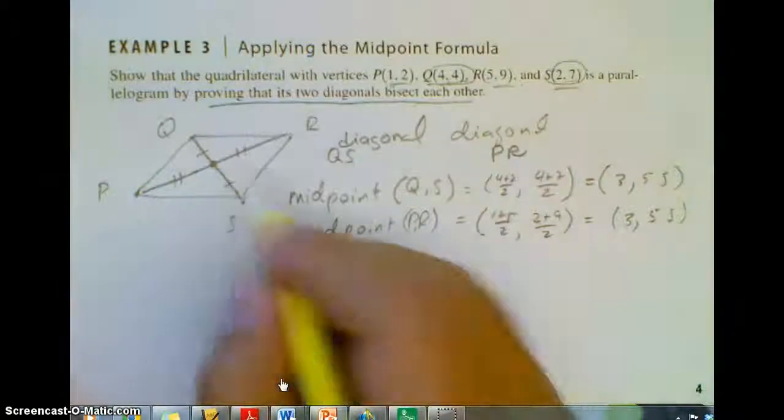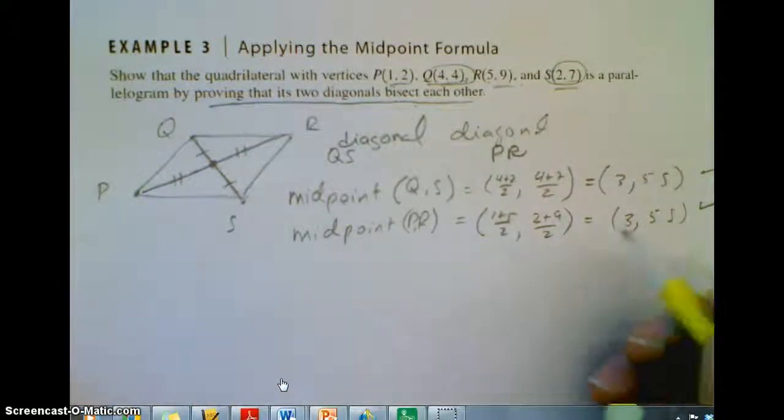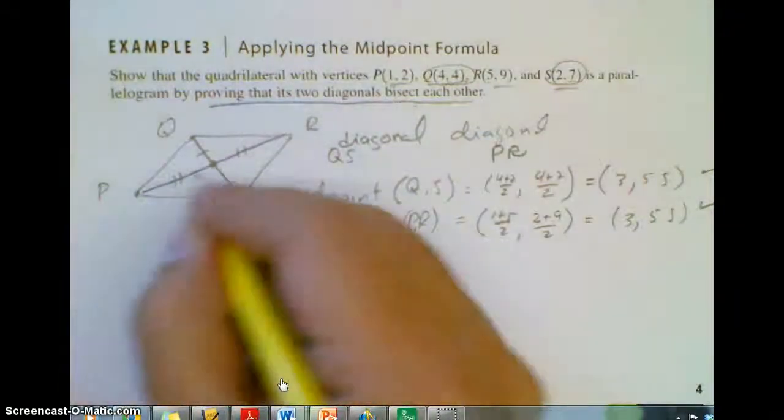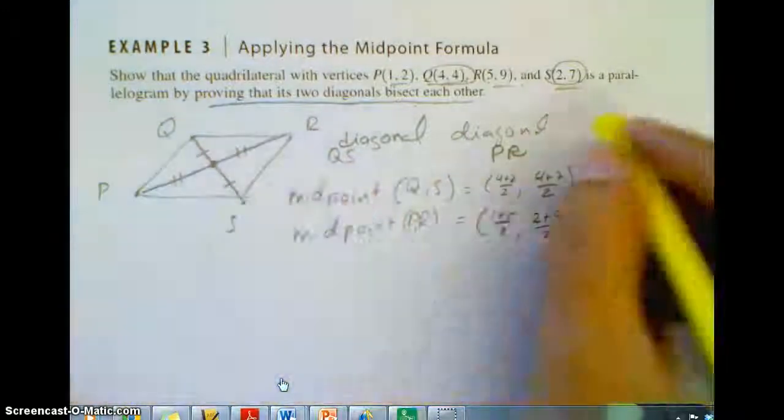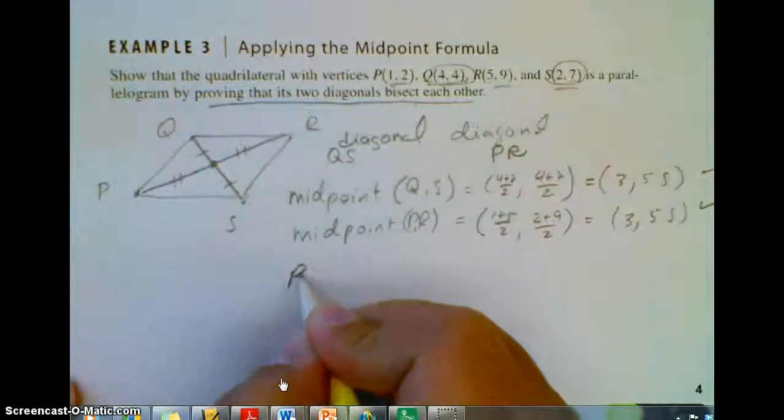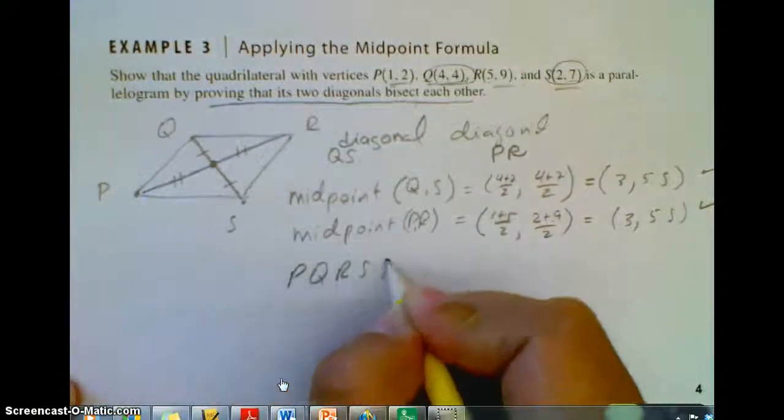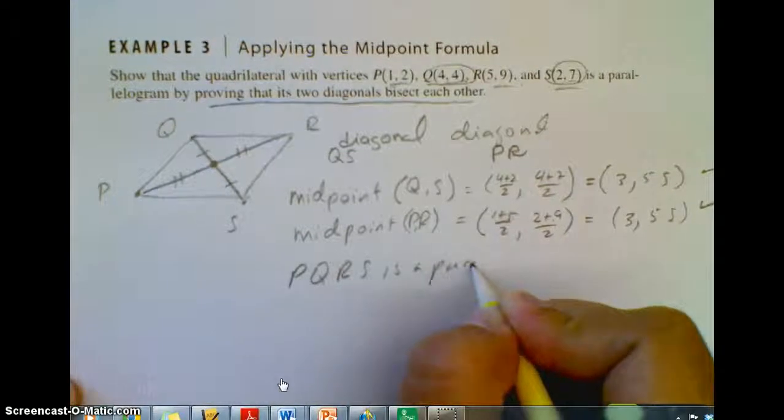So the midpoints are the same, so therefore they bisect. If they bisect, this is a parallelogram. So PQRS is a parallelogram. Yay!